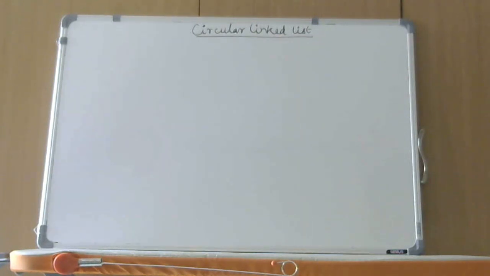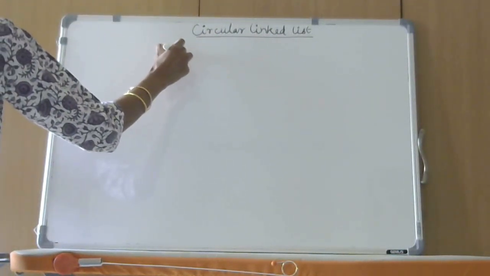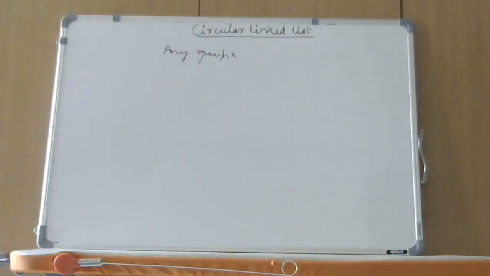Hello students. In the previous video session we saw how we can delete at the beginning, how we can delete at the end, and how we can delete every alternate node in the circular linked list. Today's session we are going to see how we can delete any specific node. That means I am going to accept from the user which element or which node he wants to delete, and I will have to delete that particular node.